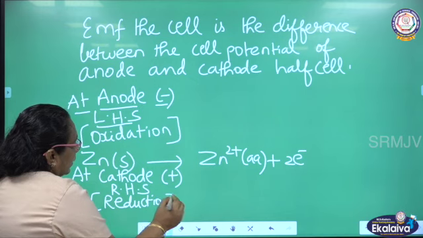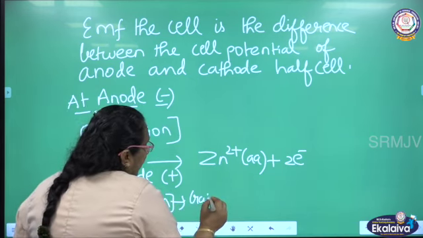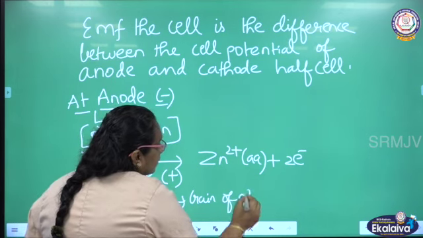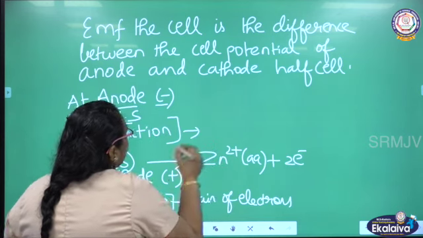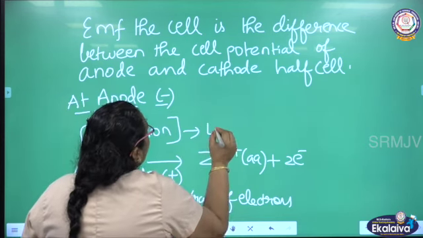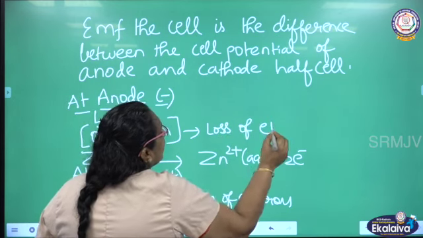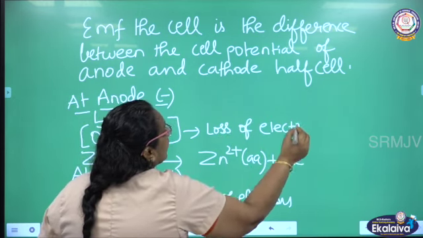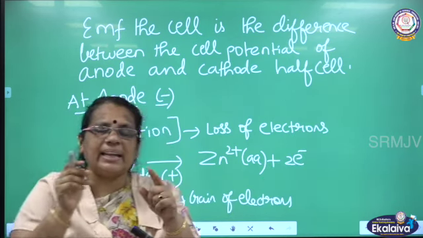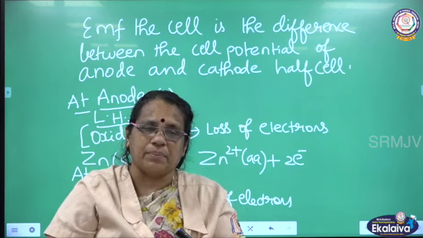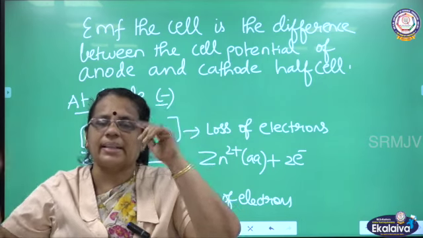What is reduction? Gain of electrons. What is oxidation? Loss of electrons. So at the left hand side, the electrode loses electrons, whereas on the right hand side, the electrode gains electrons. Both the reactions are taking place simultaneously, at the same time. We can see the reaction at the left hand side as well as the reaction at the right hand side.